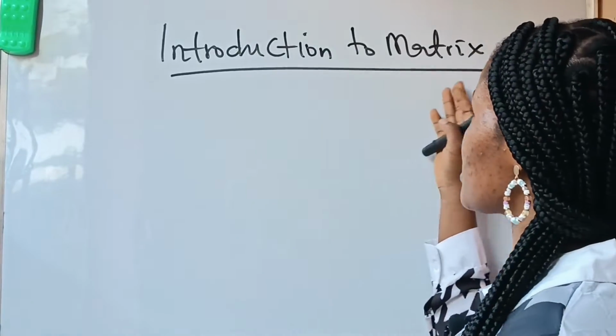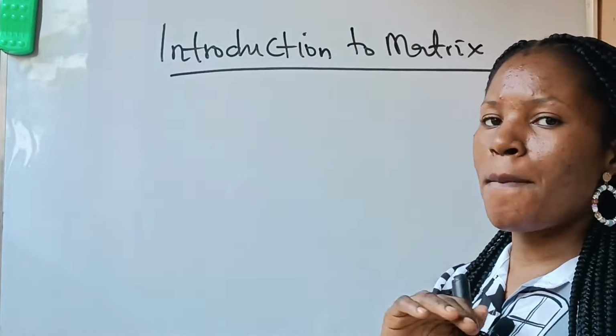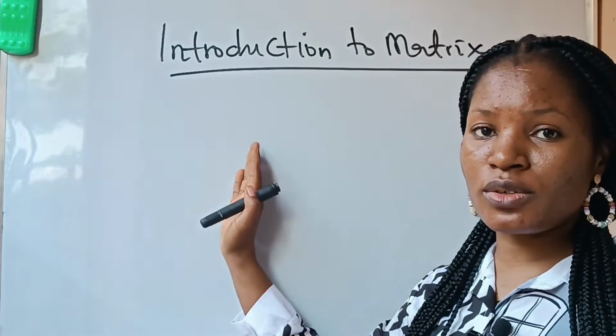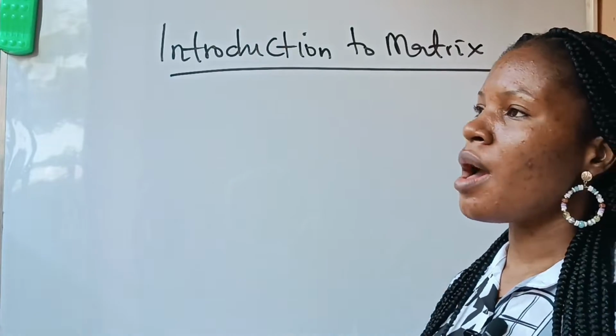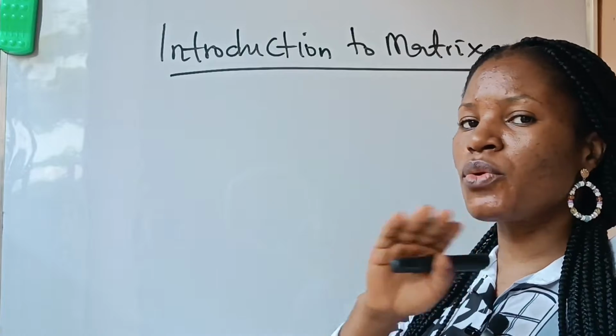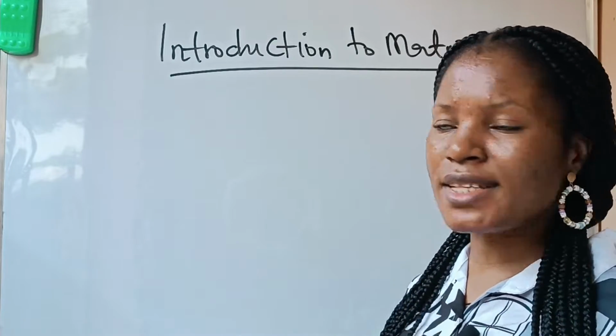Let's discuss matrices or metrics as the case may be. Matrix is singular, matrices is plural. So we are going to start with an introduction to matrix. What is a matrix? A matrix can be defined as a set of numbers arranged in rows and columns to form what? A rectangular array. What does that mean?